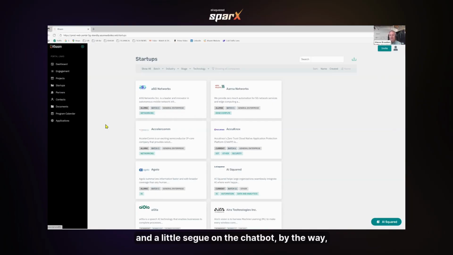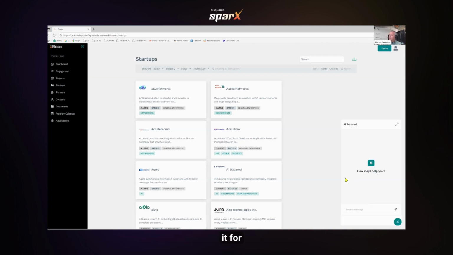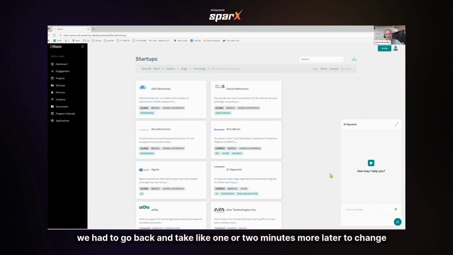And a little segue on the chatbot, by the way. The button here and the pop-up, for us in our web page, it is effectively something like 10 lines of JavaScript, and it took us less than a minute to put this in. Now we had to go back and take like 1 or 2 minutes more later to change one of the parameters to make sure to point it to the right place. But the point is, we were actually just on a call and we did it in like a minute. It's ridiculously easy, and this is a recurring theme that I'll come back to.